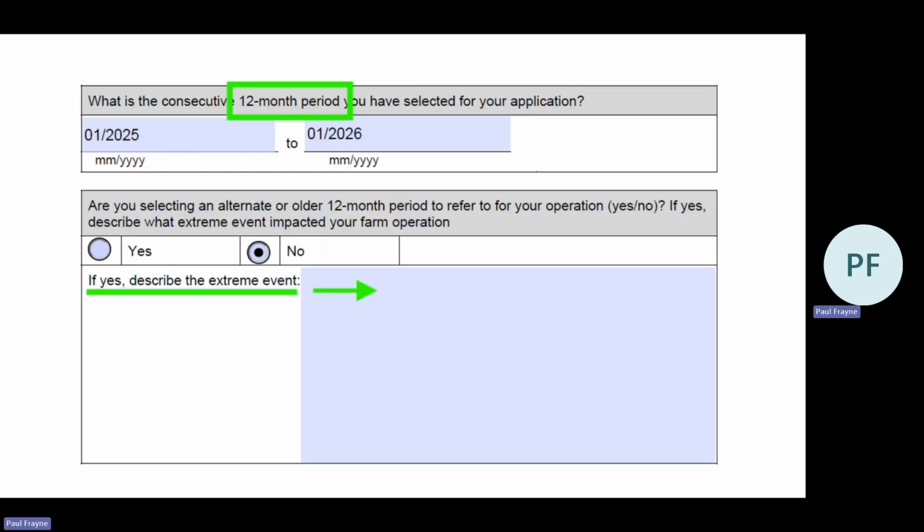Next, select the most recent 12-month period for the baseline energy data that you will use for this worksheet. If weather or other extreme events occurred in the past 12 months, which would have impacted energy consumption at your operation, an alternative 12-month period may be used. Indicate on your application worksheet if this applies to your operation.